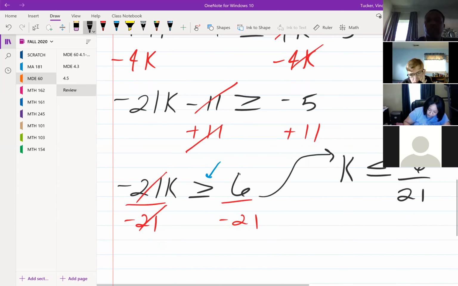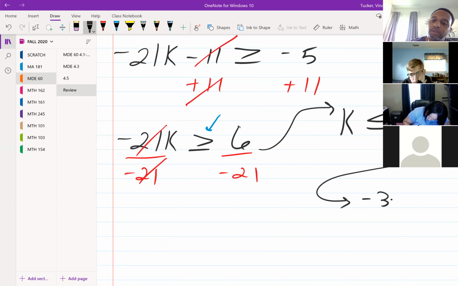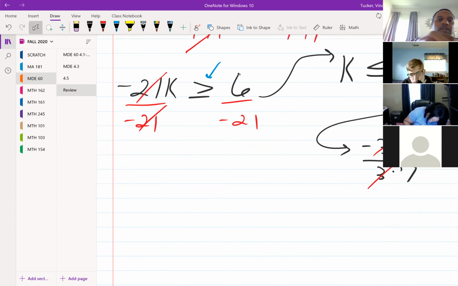All right. And also, well, let me do it like this. We can reduce this fraction, of course. 6 is 3 times 2. 21 is 3 times 7. So our final answer would be x is less than or equal to negative 2/7.